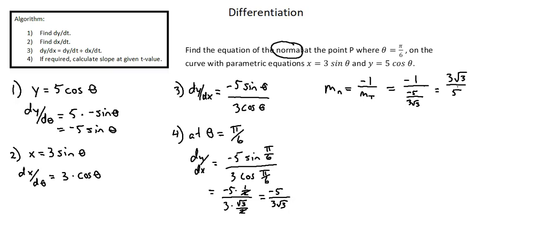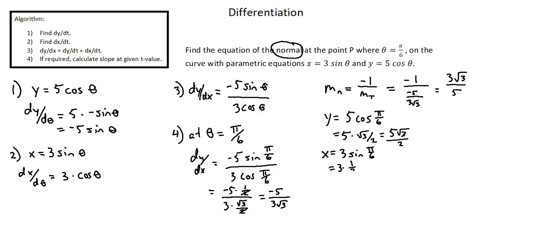Now for our line equation, we need our slope as well as a point. We'll input our parameter value at point P into the original x and y equations to calculate the x and y coordinates. Looking back to the original equations, y equals 5 cosine theta. In this case, y equals 5 cosine pi over 6, which is 5 times root 3 over 2, or 5 root 3 over 2. That's our y value. And in the x equation, x equals 3 sine pi over 6, which is 3 times the sine of pi over 6, which is 1/2, which equals 3 over 2.